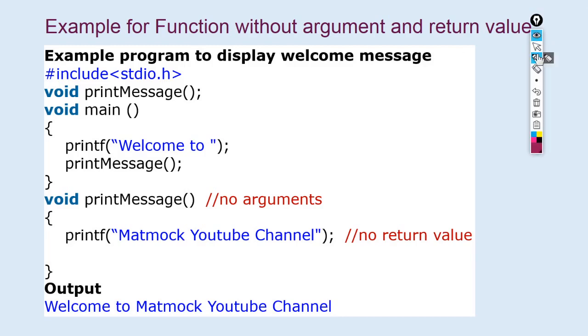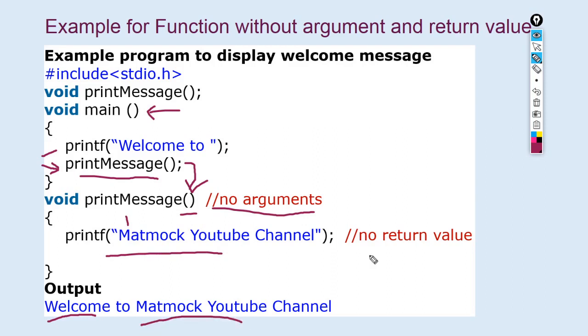So here you can see the compiler will begin its execution from the main. First it will print this line, so here welcome is printed. Then it will go to the next line and see the call of the function. With this call it will go to the definition. Here there is no argument, and then it will execute inside. There is no return value because there is no return type, you are not giving any return. So this is a program on a function without argument and without any return value.